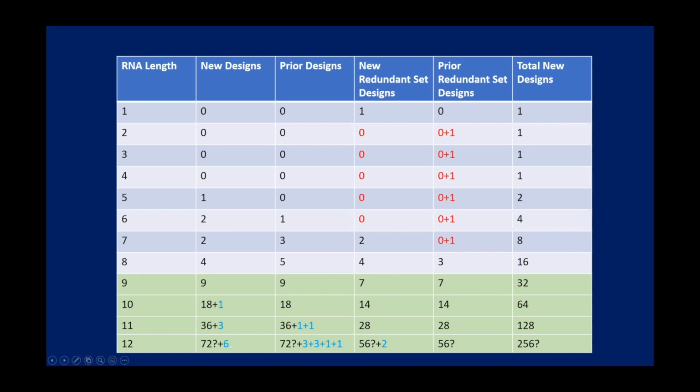And so I predict for 12 bases that we'll get this doubling effect continuing. We'll get 72 new designs, 72 of the prior designs, but with a larger hairpin loop, 56 new of my redundant set, and 56 of the previous redundant set, but with a bigger hairpin loop, for 256 designs in total. I haven't drawn them all out yet, so we'll see if the pattern holds.